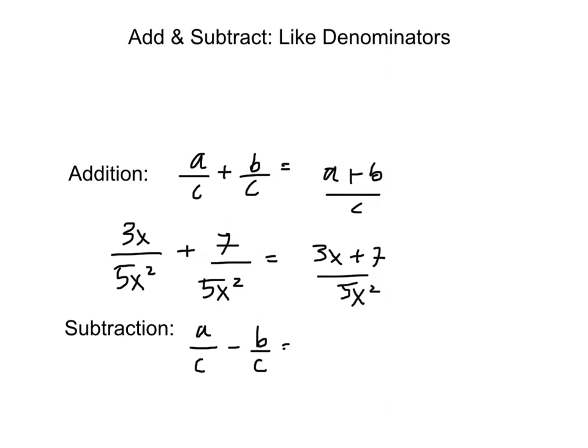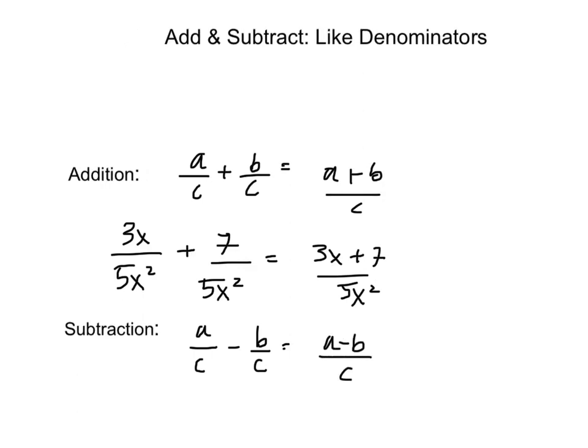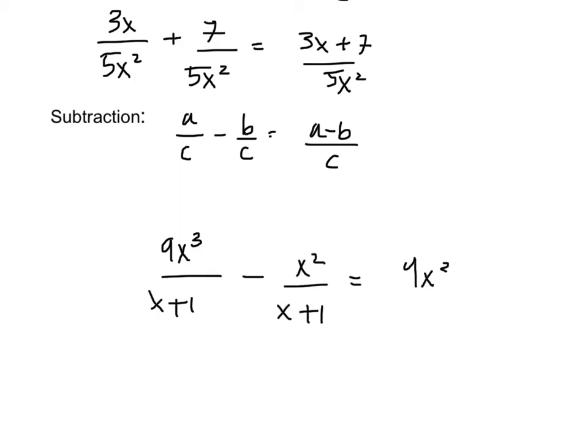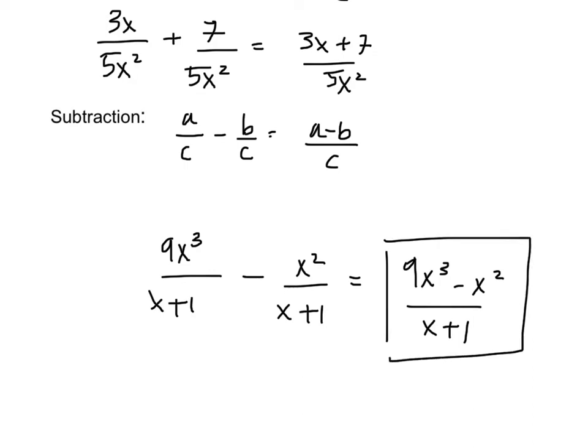Subtraction is much the same. We have a minus b over c. And then with numbers, 9x cubed over x plus 1 minus x squared over x plus 1, which just is 9x cubed minus x squared over x plus 1. So like denominators are pretty simple. We just change what the numerator is on top by adding or subtracting.